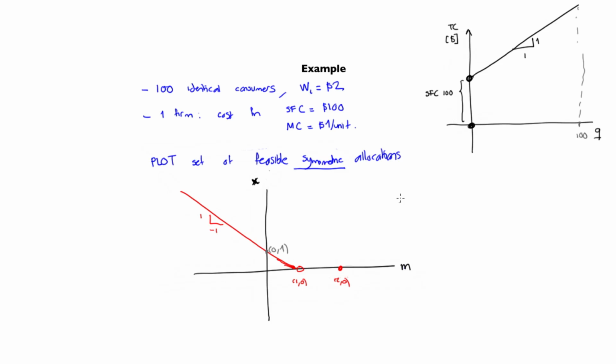I hope that the tight connection between the allocations that I can give consumers and how I use the production technology to make or produce those consumption bundles is clear now.